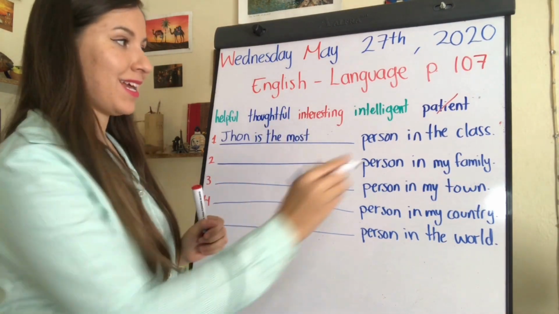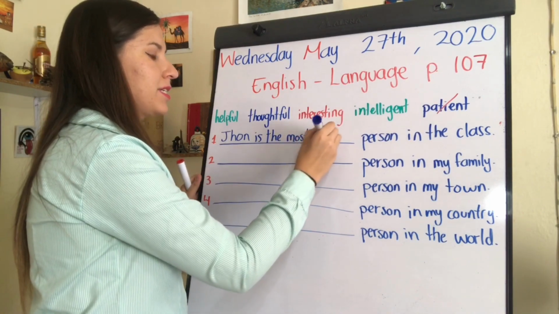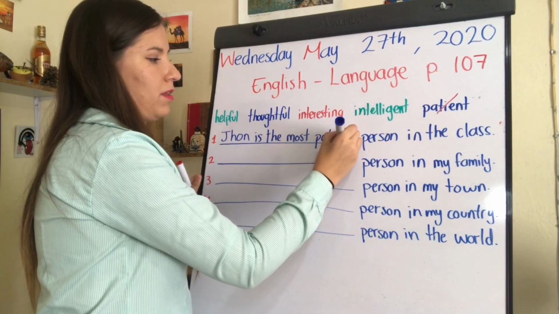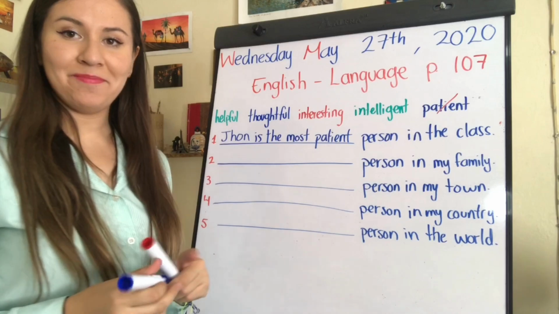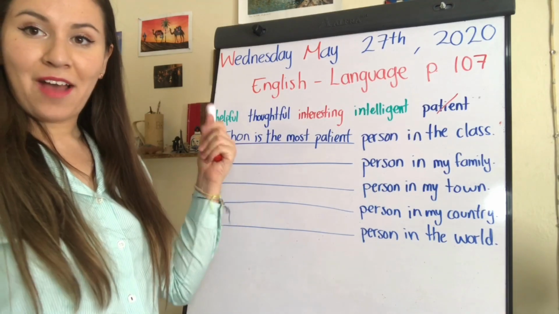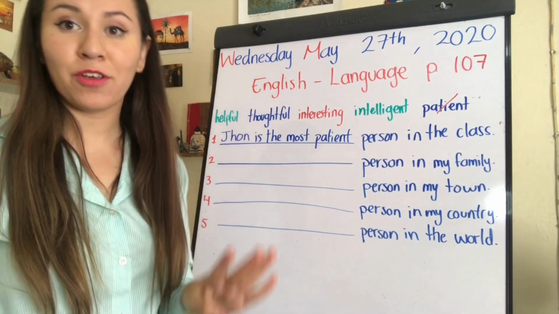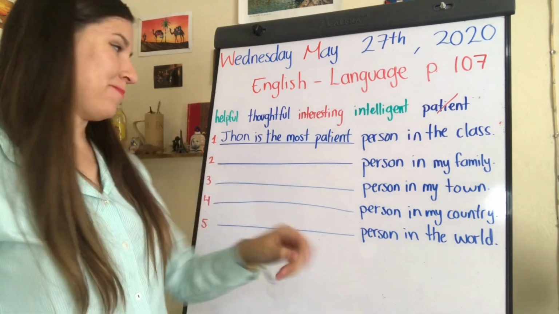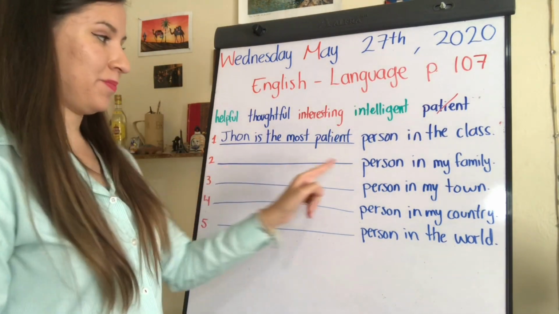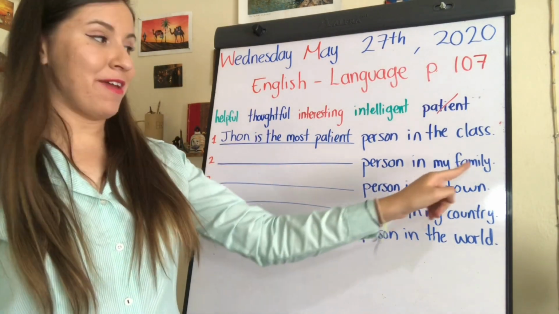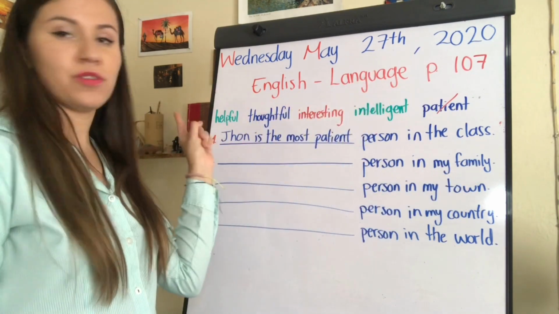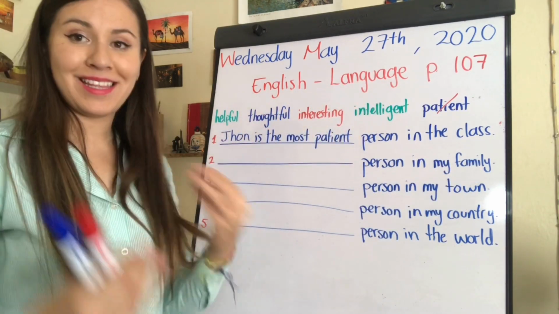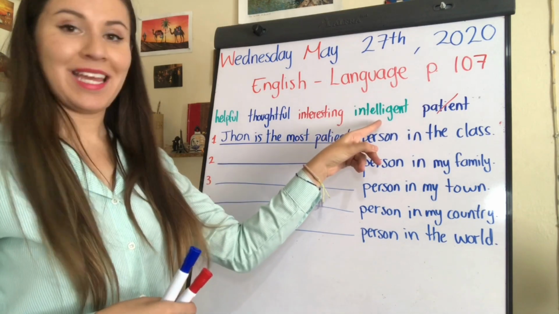The most. And then your word, patient. Okay? You already have 4 more adjectives, so you have to think about the person. For example, number 2, person in my family. So you can choose each of the adjectives. This is my example. Intelligent.